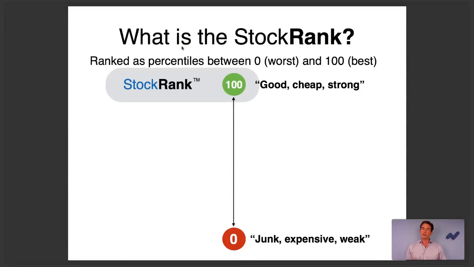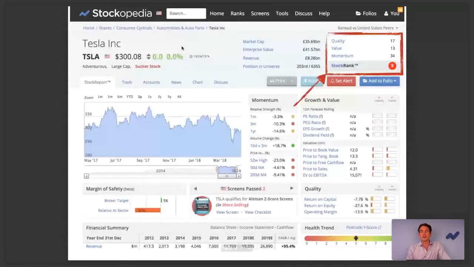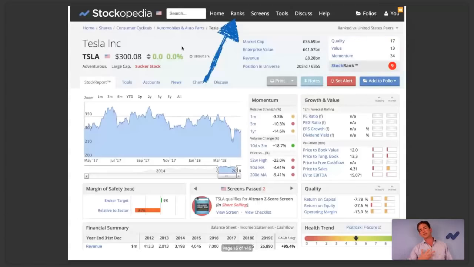I'm sure everyone has spotted these already on the stock reports. They're right here in the top right of the site: quality, value, momentum, and the stock rank. So very easy to see. And you can see here, this one is actually Tesla, and you can see they rank from high to low. If you want to go and find all the stocks from the top down, you can click that link at the top of the site that says ranks. And that's quite important to know.